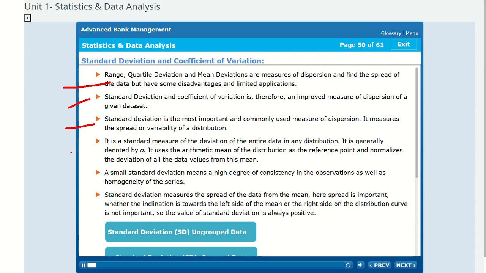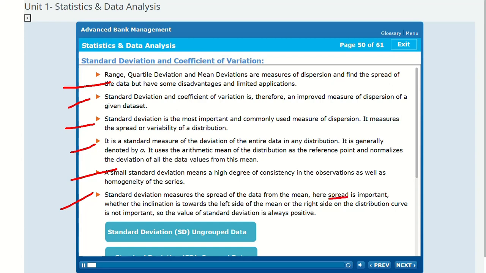It measures the spread or variability of a distribution. It is a standard measure of the deviation of the entire data in any distribution. It is generally denoted by S. It uses the arithmetic mean of the distribution as the reference point, and normalizes the deviation of all the data values from this mean. A small standard deviation means a high degree of consistency in the observations as well as homogeneity of the series. Standard deviation measures the spread of the data from the mean.